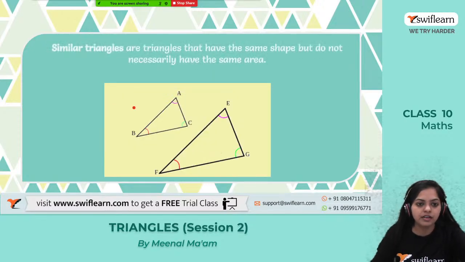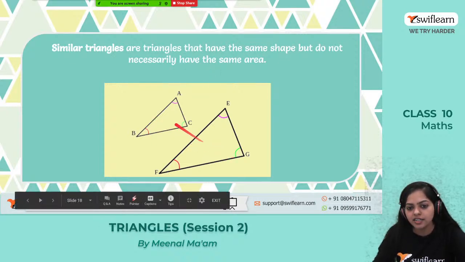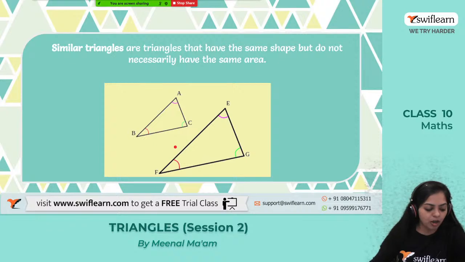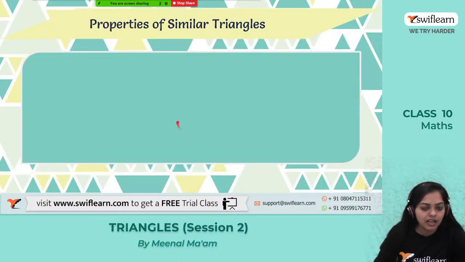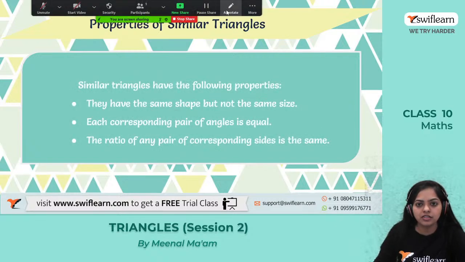Yes, let's have a look. See here, similar triangles are triangles that have the same shape but do not necessarily have the same area. So what is the condition for similar triangles? They have the same shape but do not necessarily have the same area. Alright, what do you all say? Are these two triangles similar? Yes, these two triangles are similar because they are similar in shape. Now let's have a look at the properties of similar triangles. What are the properties of similar triangles? Just a minute.